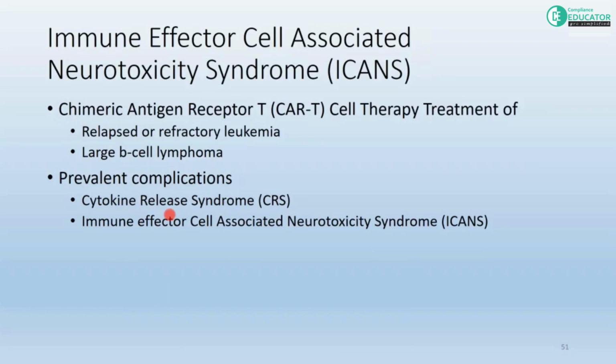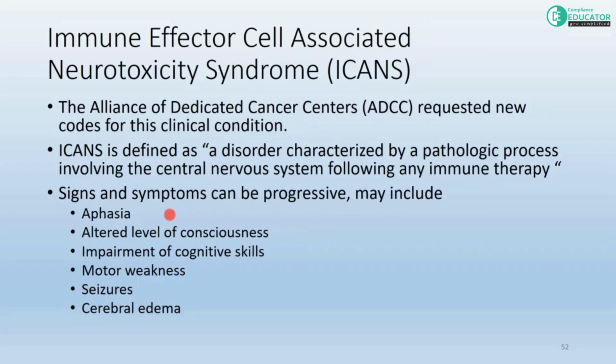This chimeric antigen receptor T cell therapy, it's been a welcome treatment, they say, of looking at relapse or refractory leukemia and certain very specific types, but there have been some significant complications that have been observed, and so what we have is two of the most prevalent complications. And so they're looking and saying, you know what, can we get some better information? Can we get some better codes, if you will? And so they requested some codes.